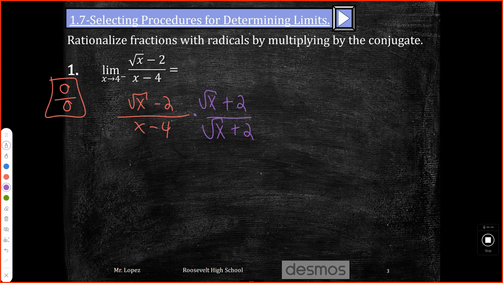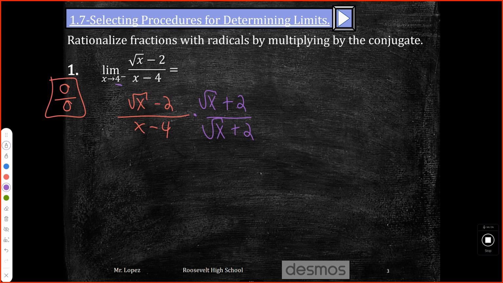And you would notice that if we do plug in 4 into the conjugate, you would get square root of 4 is 2. 2 plus 2 is 4. We get a 4 on top. And at the bottom, we get a 4 as well. So it's a 4 divided by 4, we get a 1. So we're multiplying it by 1, really. And so we're not doing anything other than just multiplying it by 1.